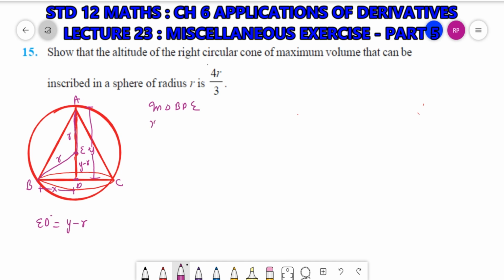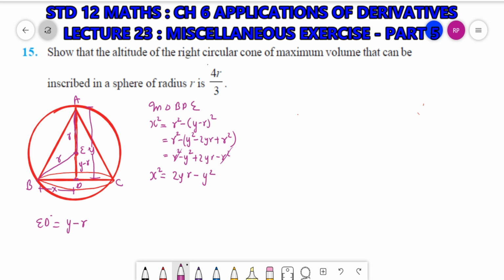x square will be equal to hypotenuse, that is r square, minus the side square, (y minus r) square. So that will be r square minus y square minus 2yr plus r square. So it will be r square minus y square plus 2yr minus r square. So x square will be equal to 2yr minus y square.